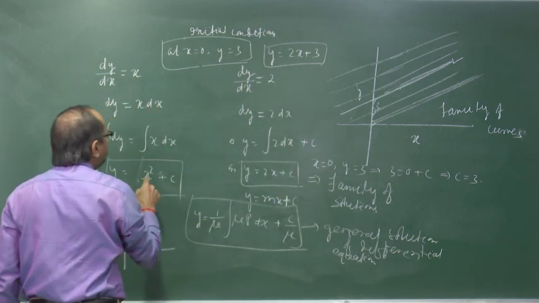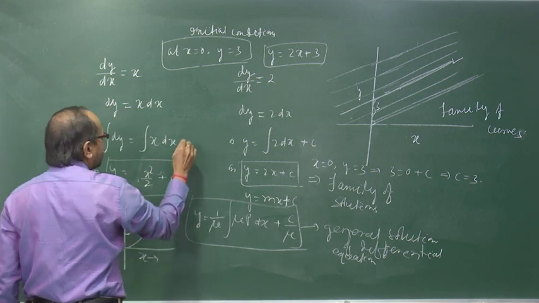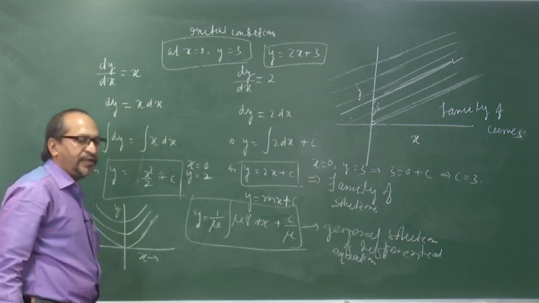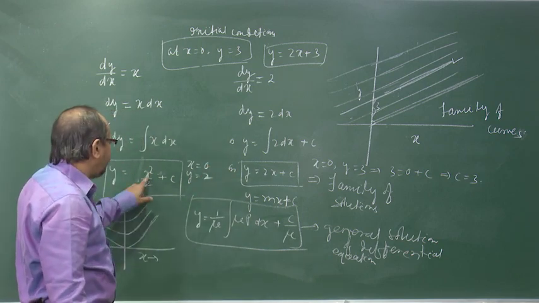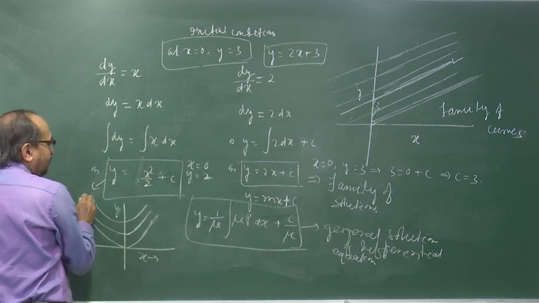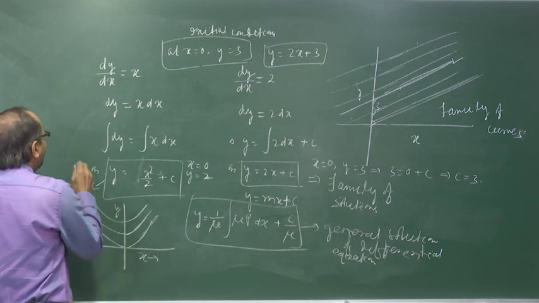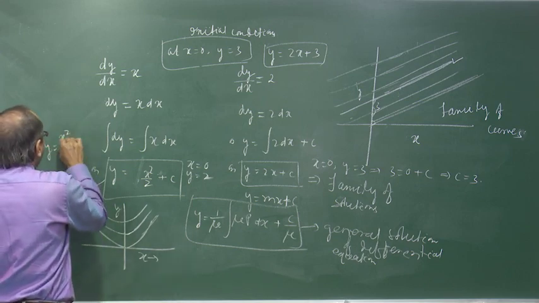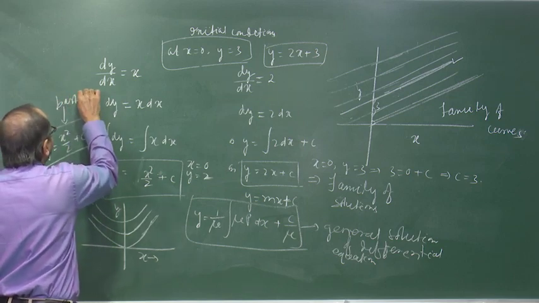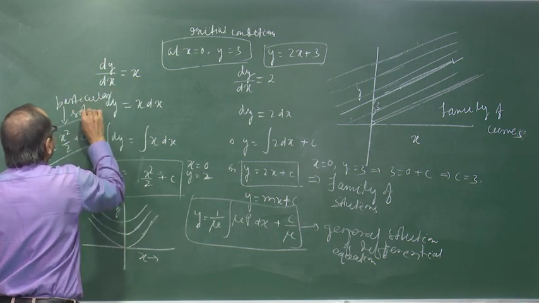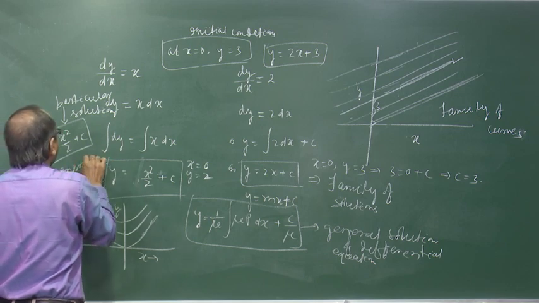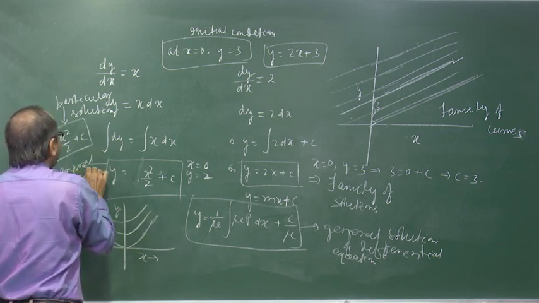Similarly, here suppose I put an initial condition x is equal to 0, y is equal to 2, say. This is the initial condition I put. Then at x is equal to 0, y is equal to 2, this equation gives you what? 2 is equal to c. So, y is equal to x square by 2 plus c. So, this is now a very particular solution, while this one is the general solution.